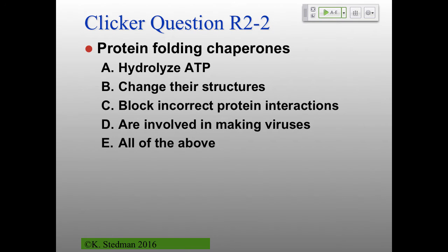Our second question. Protein folding chaperones, A, hydrolyze ATP, B, change their structures, C, block incorrect protein interactions, D, are involved in making viruses, E, all of the above.